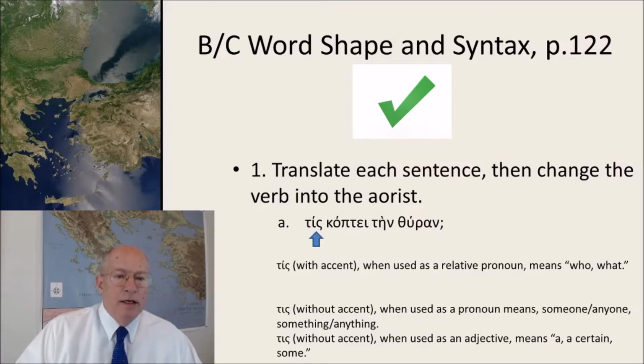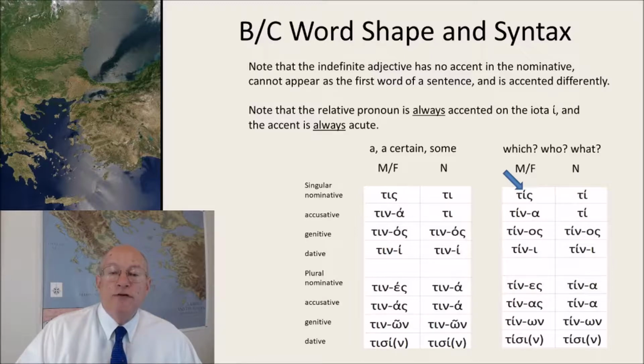So let's look at the declension of these two different words. So our word is on the right. It's masculine, nominative singular, and it's tis with an accent. So note that the indefinite adjective, which is the left series of columns, has no accent in the nominative, masculine, feminine, or neuter at all, and that the accent in the rest of the declension appears in various places. And also note that the letters, the spelling of all these words is exactly the same.